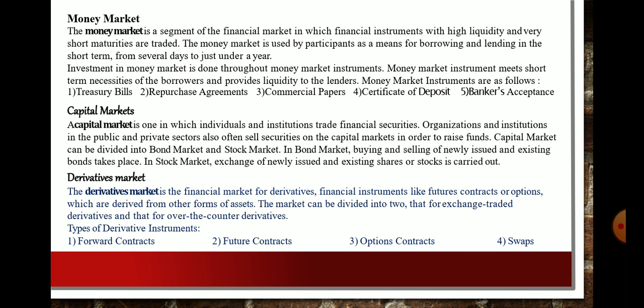So in the last part, that is the derivative market, its value is derived from an underlying asset. The derivative market is a financial market for derivatives, financial instruments like futures contracts and options, which are derived from other forms of asset. The market can be divided into two: exchange traded derivatives and over the counter derivatives. The types of derivatives are forward contracts, future contracts, option contracts, and swaps.